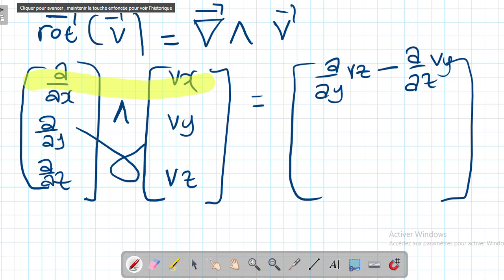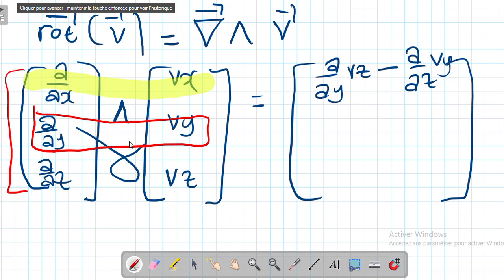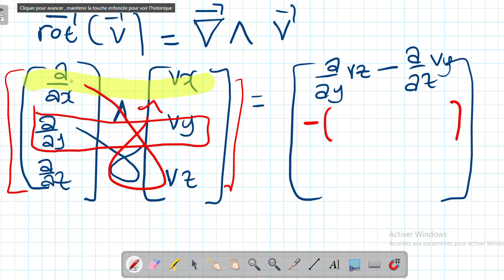Then in a similar way, if you want to find the second component, you cancel out the second part. So you're going to have this as the remaining matrix. It's a 2 by 2 matrix. So you carry out a product like this and find the determinant. But for the second part, you put a negative, then you do the determinant. The determinant is very simple. This is how you work with the vector product.